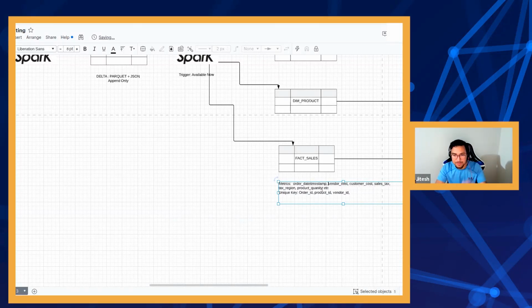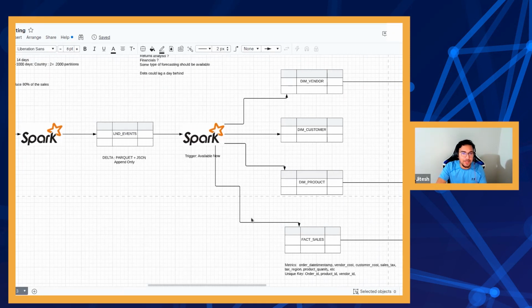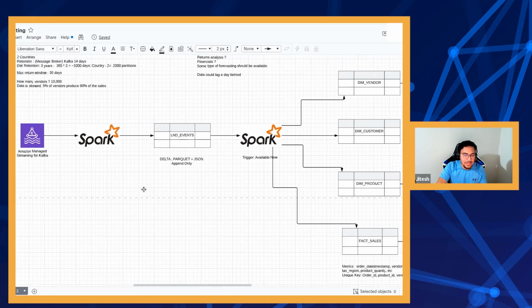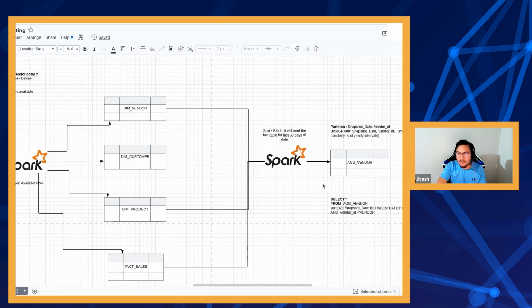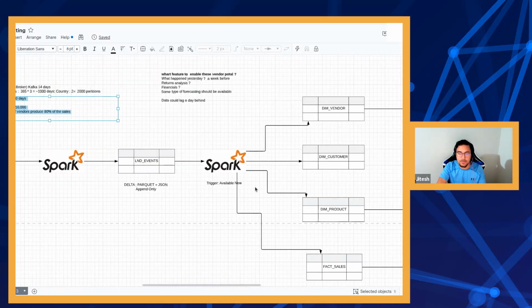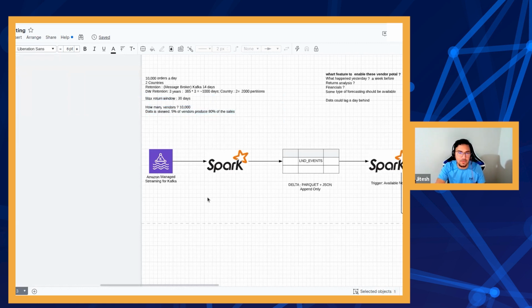Order timestamp, I'm just moving into metrics, but essentially there would be a column which would be order date timestamp. Let's get back. So how many vendors? 10,000. That's fine. We are storing aggregate tables. You could have 1 million vendors in the aggregate table. You can have 10 million vendors. It would still work. Data skewness also, we are aggregating, so it doesn't matter as such.